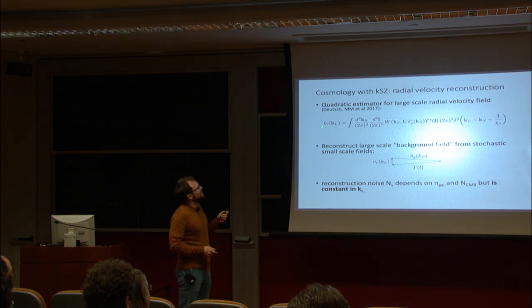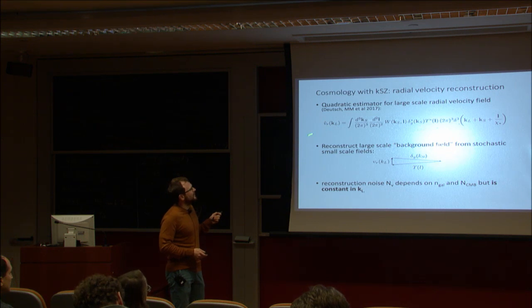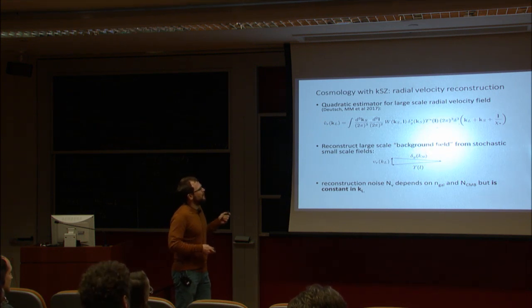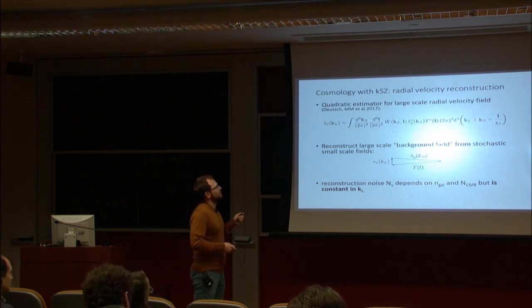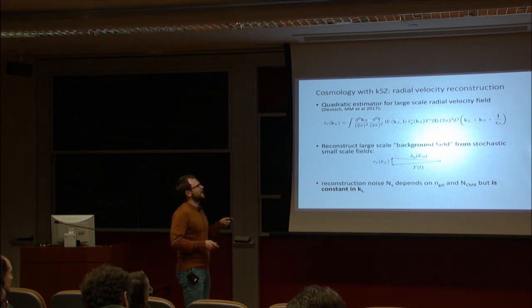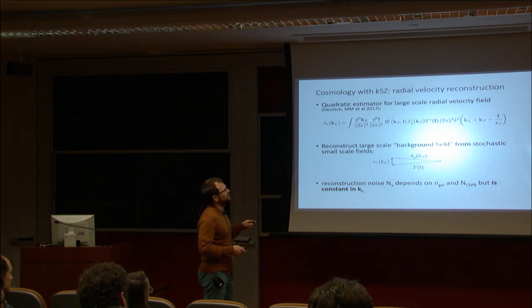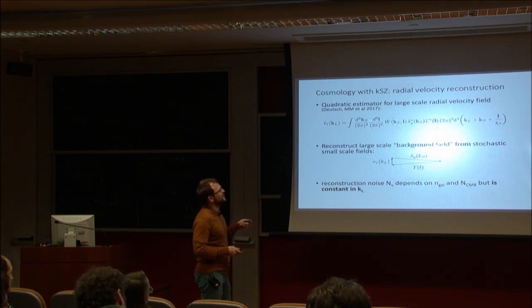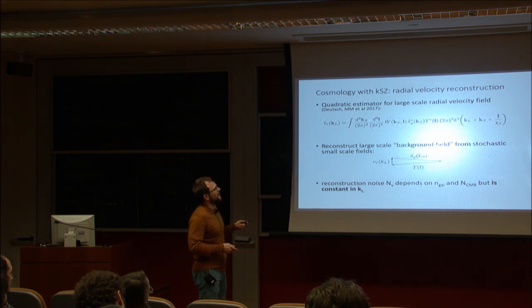So what we want to do is measure the large-scale radial velocity field, v_r, of all matter, and reconstruct that from the small-scale cross-correlation of the galaxy density and the CMB. So this is a 2D probe here. This is the CMB, here's kind of a flat sky approximation, that's why it's all in k instead of l. And this is the galaxy field.